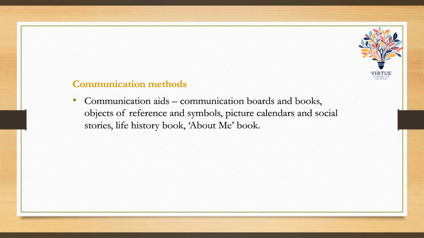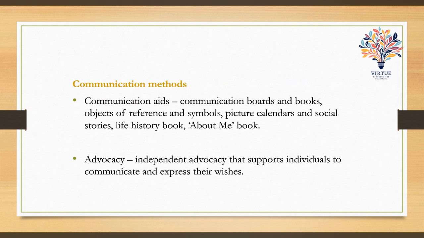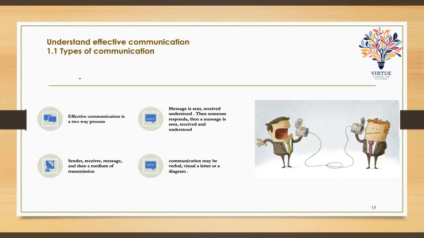These can be items such as communication boards and books, objects of reference, symbols that have pictures, calendars, and social stories and books. Advocacy, as mentioned before, is when someone supports an individual with their communication and expresses their wishes on their behalf. So, as you can see, there are different ways in which we communicate and different methods that we use.